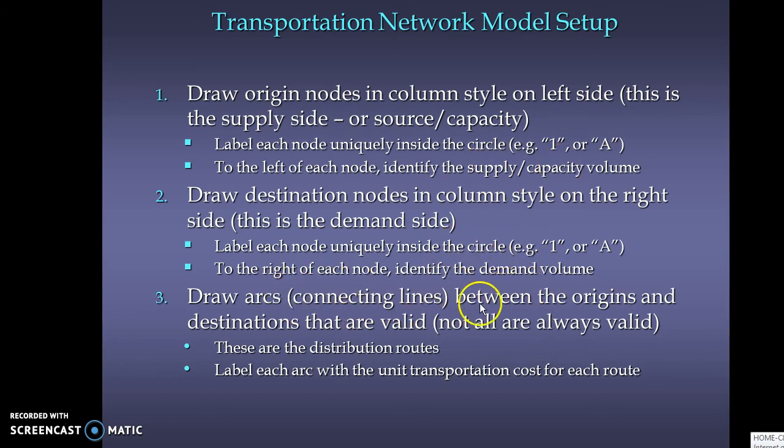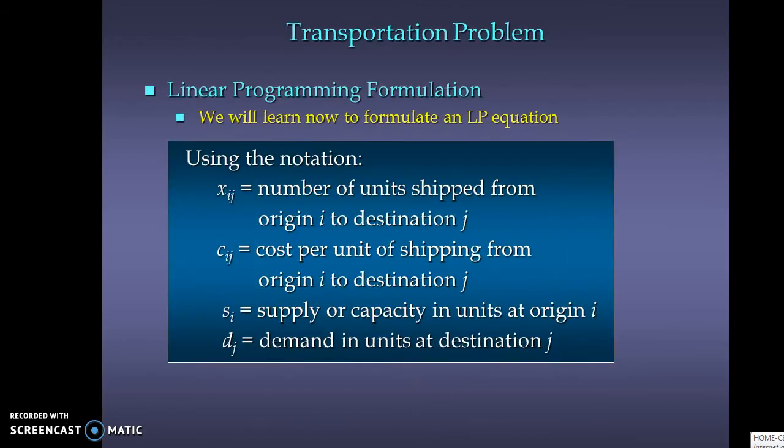We draw arcs or connecting lines between the origins and the destinations for all those that are valid. Not all are always valid. There may be some origins that don't ship to some destinations. These are our valid distribution routes, and we want to label each of those arcs, of those lines, with the unit transportation cost associated with that route. So we use this notation.